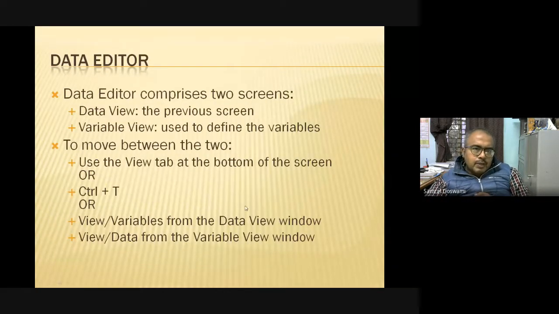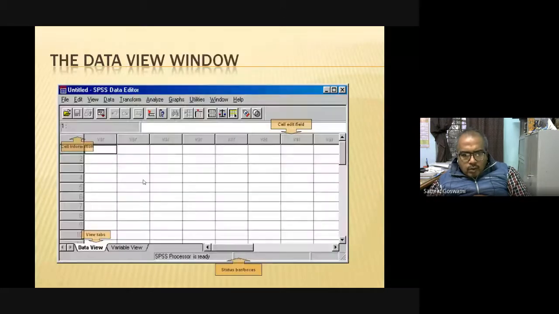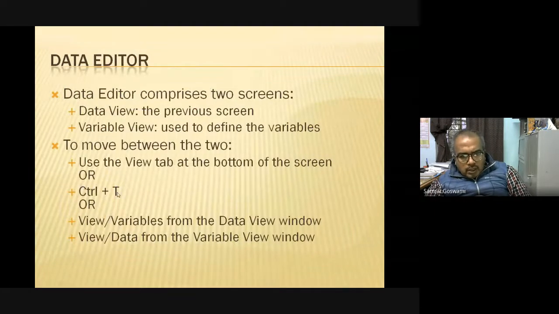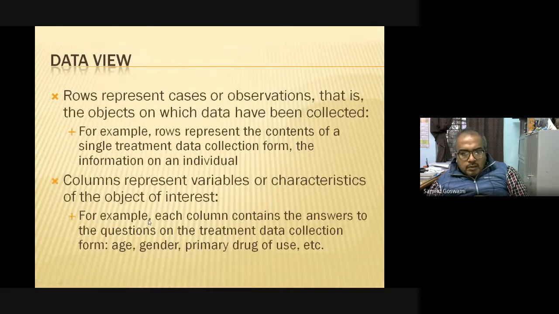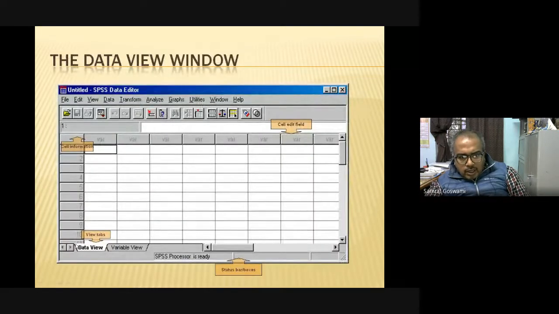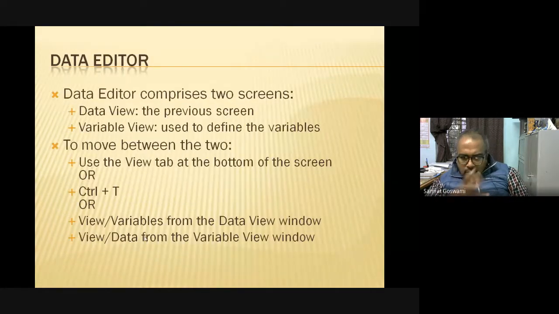How? In the variable view we define the variables. To move between the two, use the view tab at the bottom of the screen, this one, or Control plus T, or view variables from the data view window, or view data from the variable view window. So this is a data view window, see, this data view is open. If you click on this variable view, then instead of the data view window, the variable view window will come up. That's how you will start.